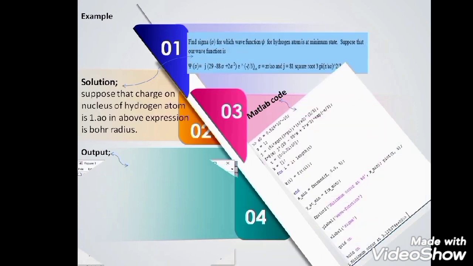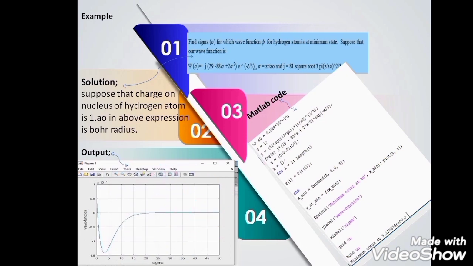In this example we need to find the sigma for the wave function of the hydrogen atom, and we have assumed that this wave function is in the minimum state. Suppose that the required wave function is this one. For this case, what we have to do is suppose that the charge on the nucleus of the hydrogen atom is 1, and over here a naught is there.